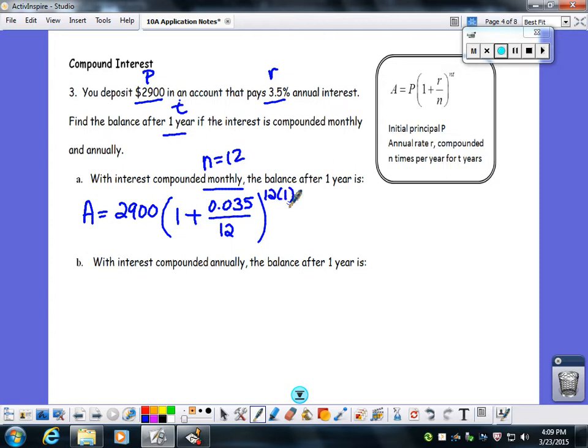All right, take a moment, put that in your calculator. Here again, where we have money, so we're rounding to 2 decimal places. So that means we're going to have $3,003.14.